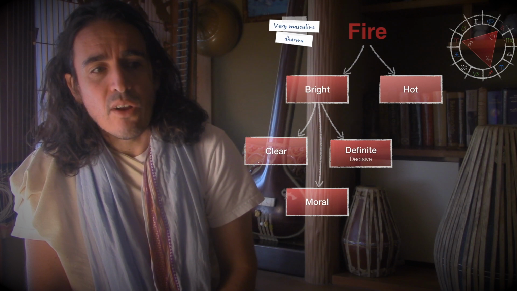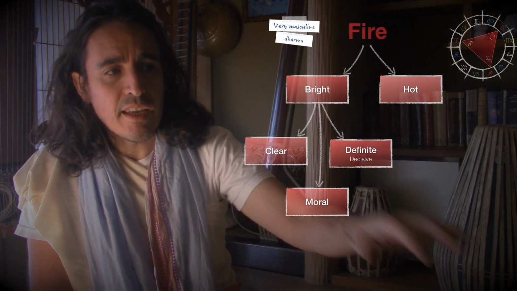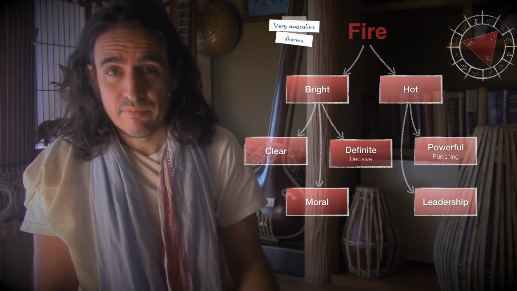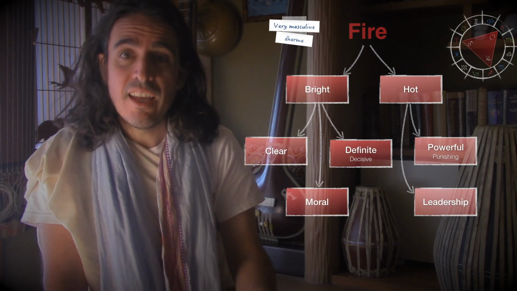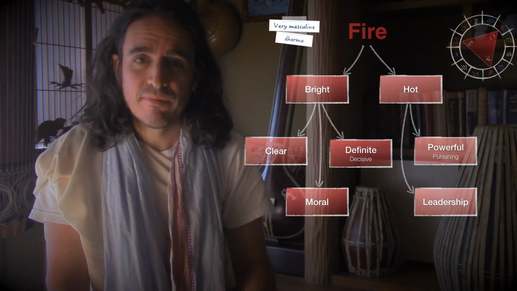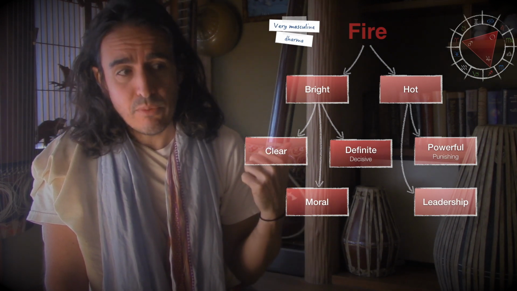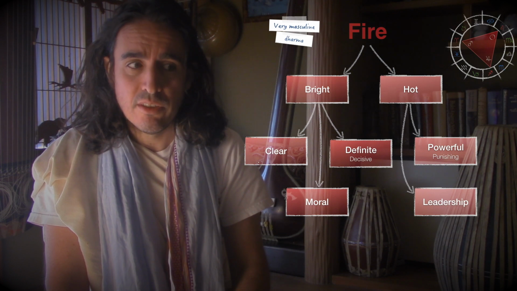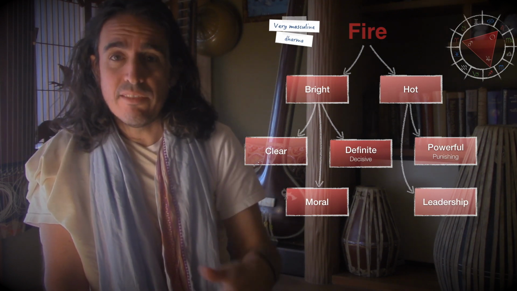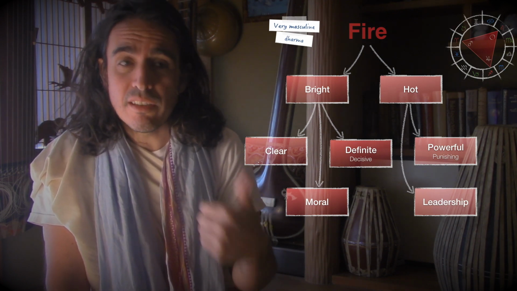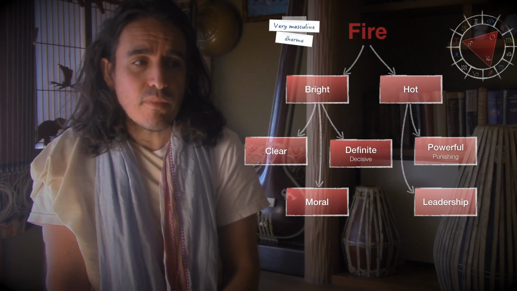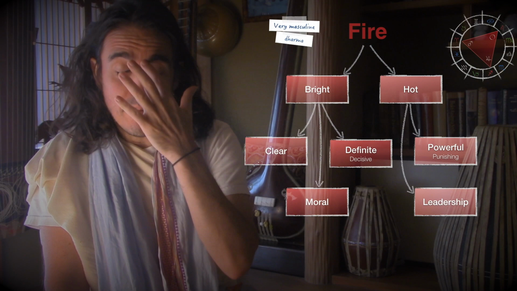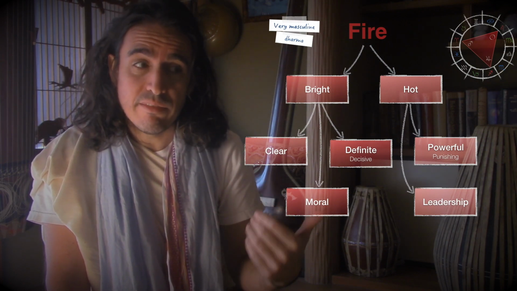And now fire is also hot. So the heat of fire has two symbolic implications. First of all, it's powerful. Fire is very powerful and punishing. If you transgress what fire determines as immoral, then fire is going to burn you. It's going to punish you. And the heat gives the power, and the power enables leadership. Fire is a leadership element. And that goes along with it being moral, and it goes along with it being decisive.